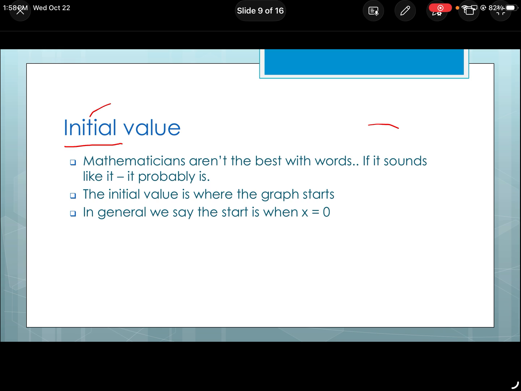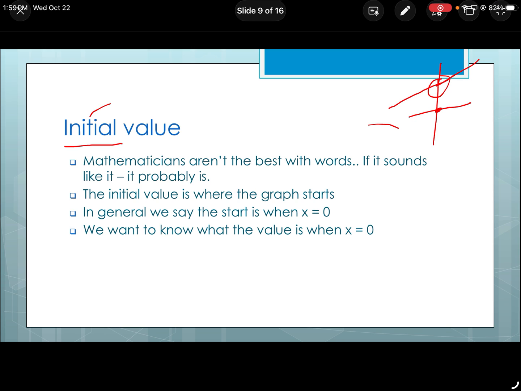The initial value is where the graph starts. In general, we say that's when x is 0, right? If we think about axes, when x is 0 is when the graph starts. So whatever the value is on your line, that would be the initial value. It's the same for tables. We just want to know what the value is when x is 0. It doesn't matter if the graph starts before it as well. I want to know when the graph starts on our axes, when x is 0, right? So if you don't have when x is 0, you go back until you do, right?